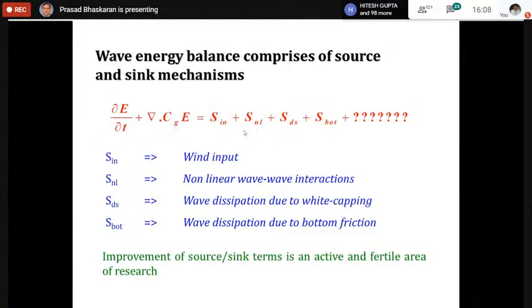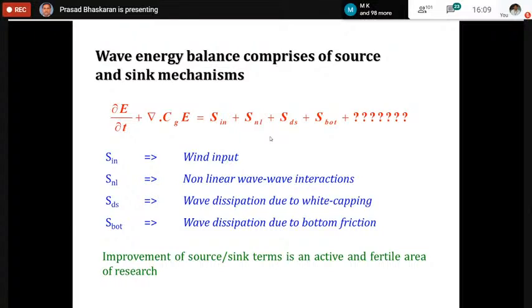On the right hand side, you have four distinct terms. S_in stands for the input of energy from the wind. S_nl stands for the nonlinear wave-to-wave energy transfer. S_ds represents the dissipation of wave energy due to wave breaking. And when the waves come to shallow water, you have the bottom, that is, how the bottom plays a role in redistributing the energy. The combination of all these terms are the physical parameterizations that you had in the second generation and also in the third generation models. Improvement of these terms is a very active area of research.